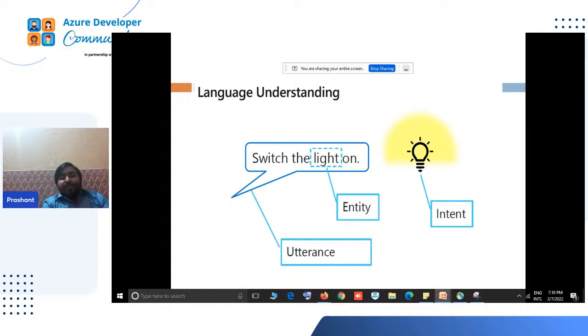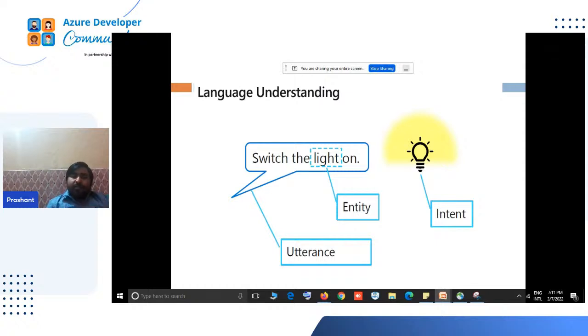Next up is language understanding. Since a statement could be written in multiple ways, the AI system should be capable of understanding the true intent behind that statement. For example, in IoT applications, this can be leveraged. For example, as we can see, "switch the light on." Over here, we want to turn the light on.